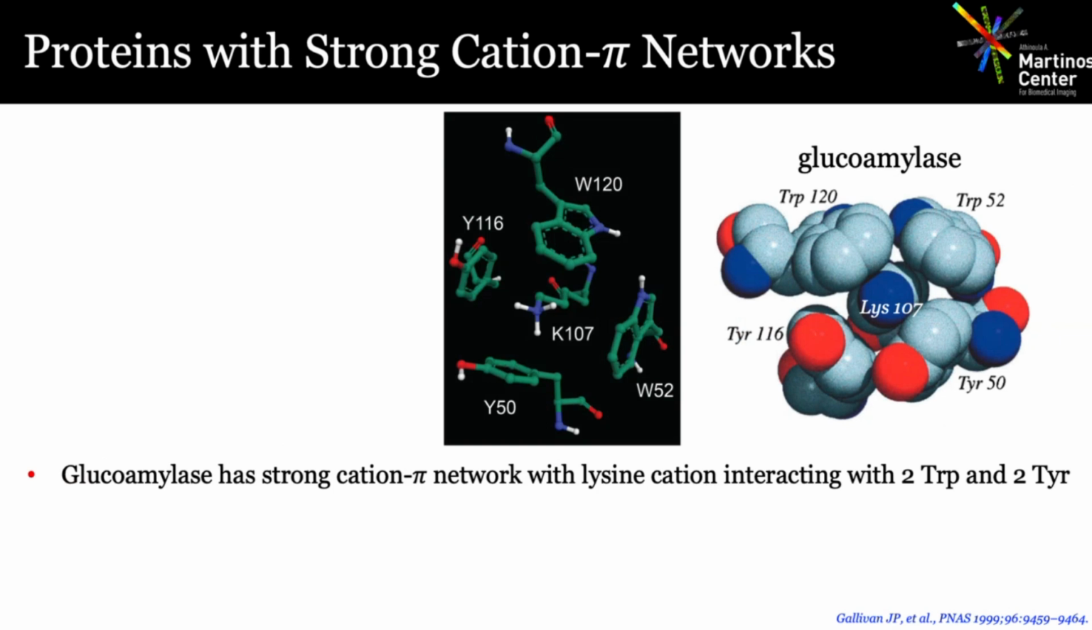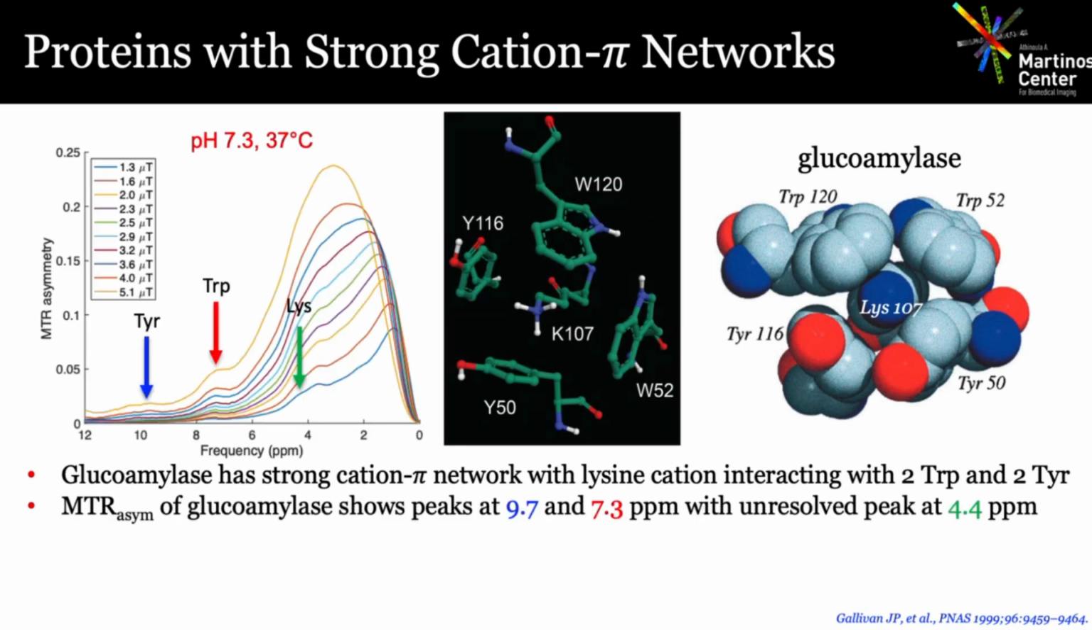And it turns out way back in 1999, Dennis Doherty at Caltech had searched the protein data bank looking for proteins with cation pi networks, and found one really striking example, glucoamylase, where you have this lysine, the side chain amine, sandwiched between 2 tryptophans and 2 tyrosines. So it's conveniently available from Sigma, and we tried it out, and sure enough, you get a peak at 9.7 due to tyrosine. And again, it's very broad because it's still kind of too fast, but at least you can see it at physiological temperature and pH.